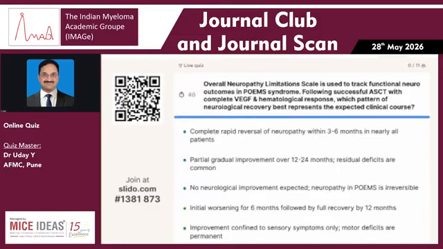Okay. Coming to the last question, I think the overall neuropathy limitation scale, ONLS. This was shown by the presenter. That's one of the ways to track the functional neurological outcomes in POEMS syndrome. So, following successful transplant with complete VEGF response and a hematological response, which pattern of neurological recovery best represents the expected clinical course in an individual? A person who presented upfront with neuropathy, like in the previous case, so what would be the post-transplant scenario? Because many of the patients are worried about the neuropathy more than the underlying disorder.